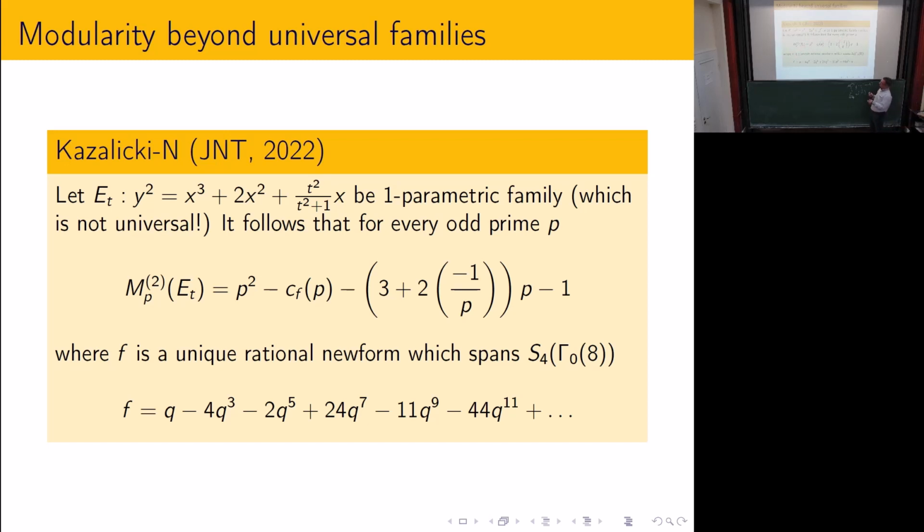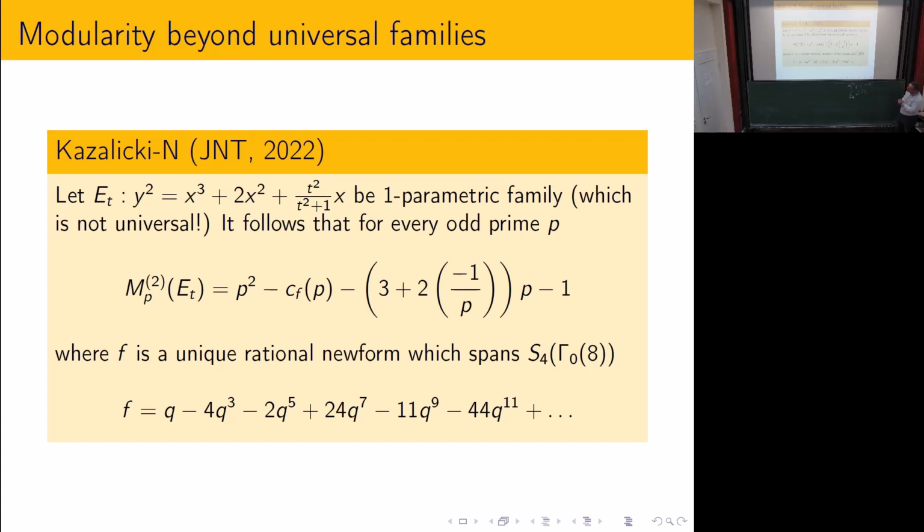That's exactly what Michel tells you, but now you have the coefficient of the modular form, which is actually a unique rational newform of weight 4 for the level Gamma_0(8). And then the remaining term is coming from a finite scheme, so it's much simpler to understand. Okay, so how is this result proved?